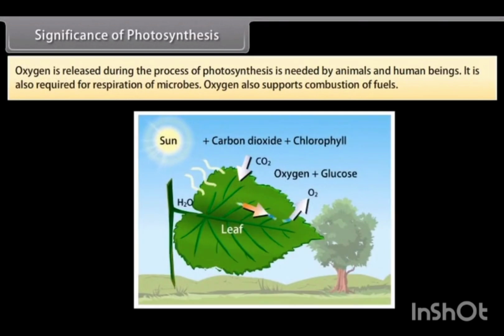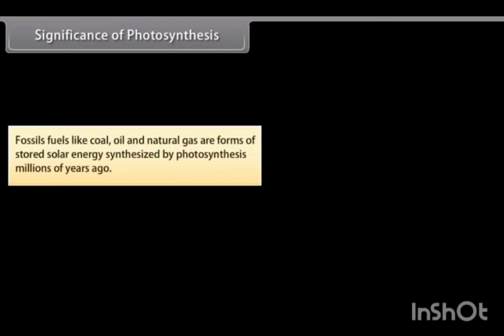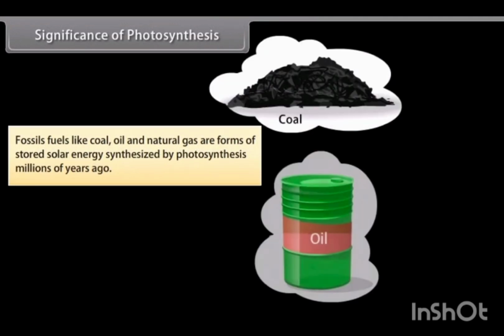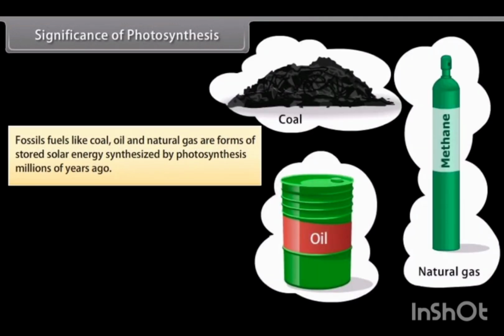Oxygen is released during the process of photosynthesis, and it is needed by animals and human beings. It is also required for respiration of microbes. Oxygen also supports combustion of fuels. Fossil fuels like coal, oil, and natural gas are forms of stored solar energy synthesized by photosynthesis millions of years ago.